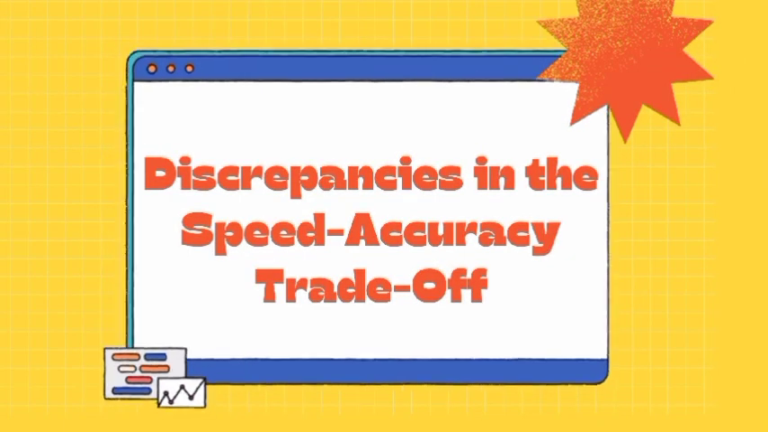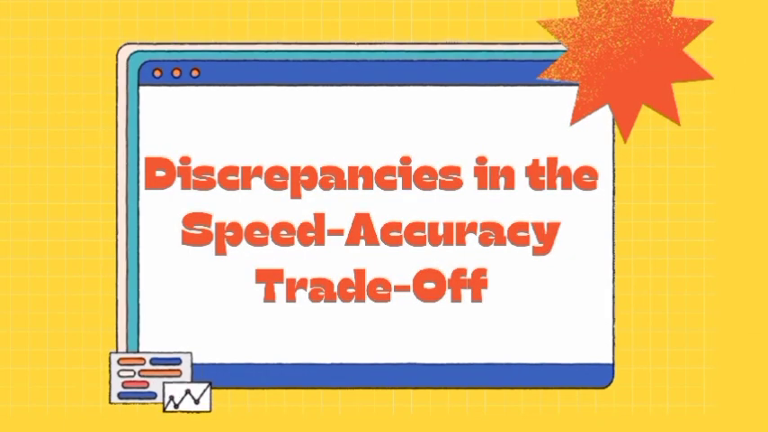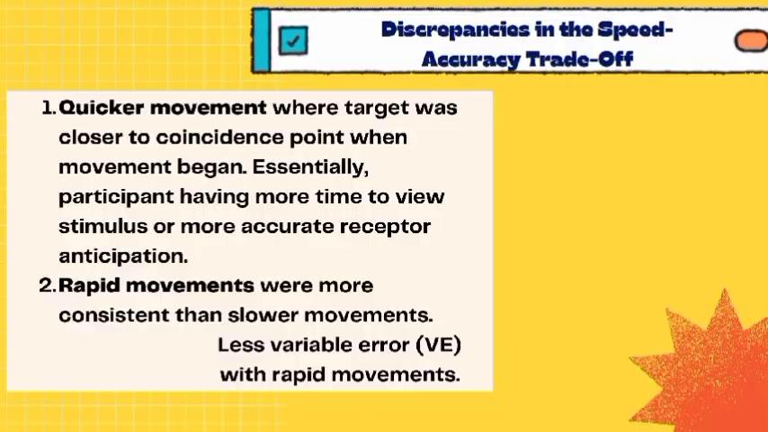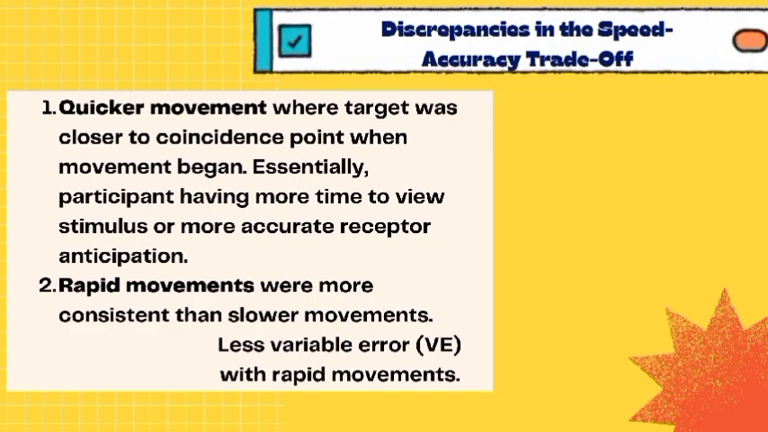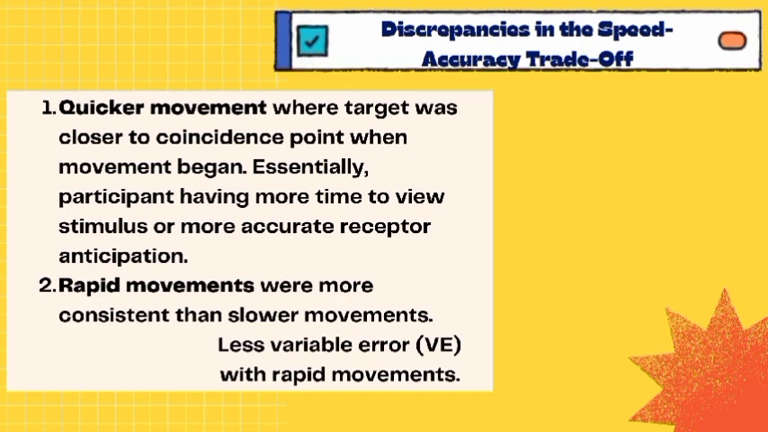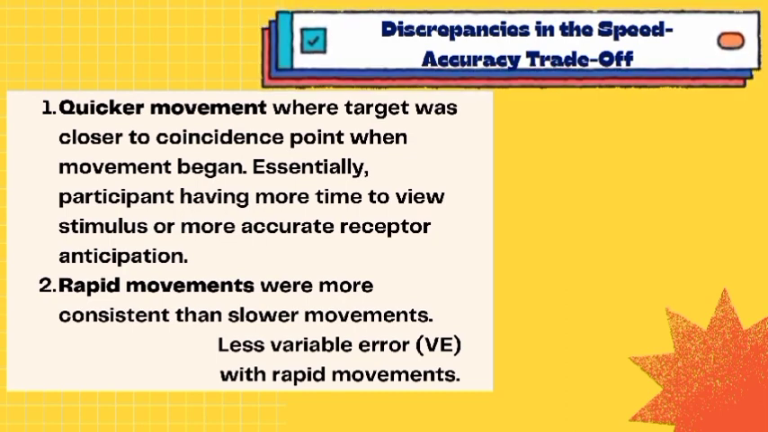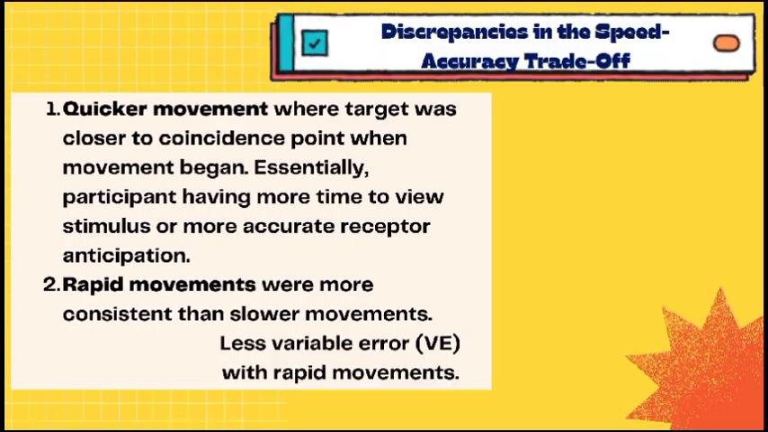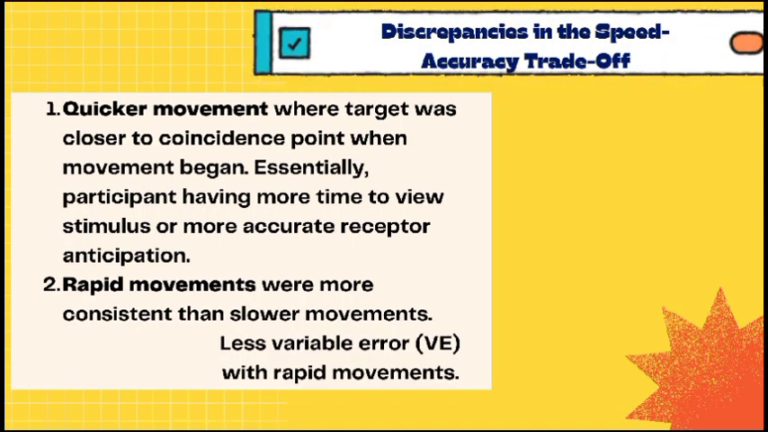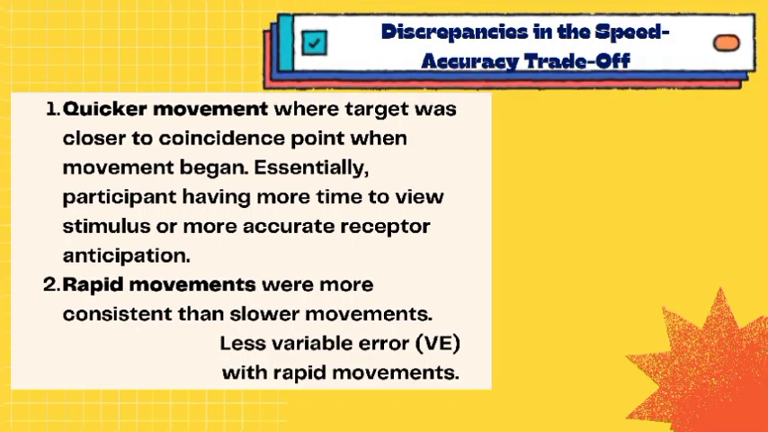Moving on, we have discrepancies in the speed-accuracy trade-off. Number 1, quicker movement, where the target was closer to the coincidence point when movement began, essentially the participant having more time to view the stimulus or more accurate receptor anticipation. And number 2, rapid movements were more consistent than slower movements, or less variable error (VE) with rapid movements.